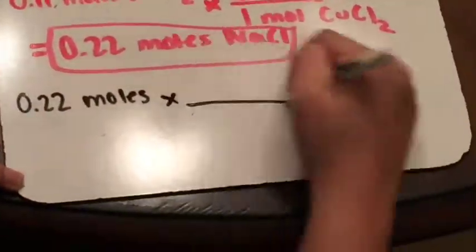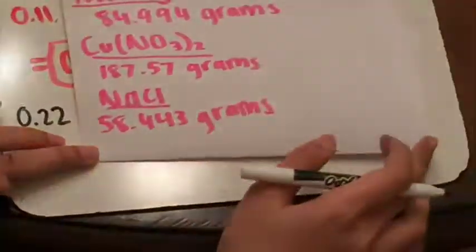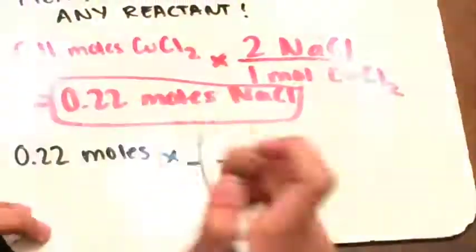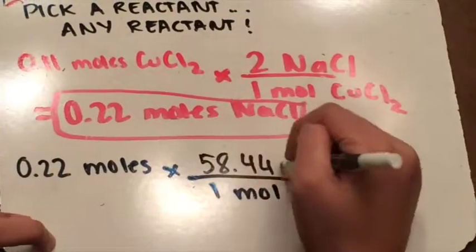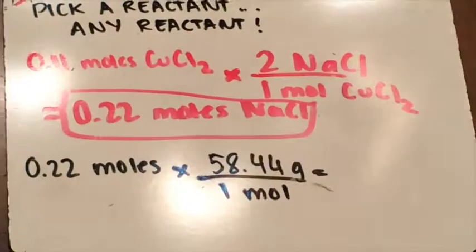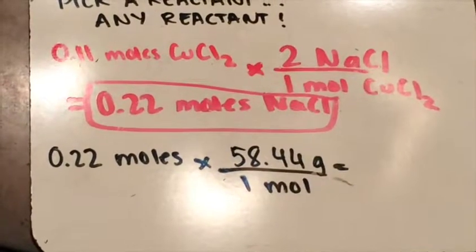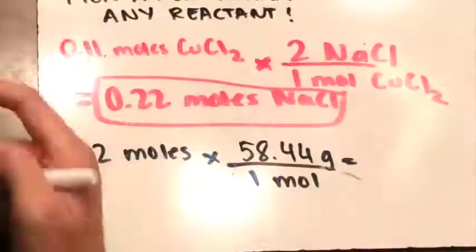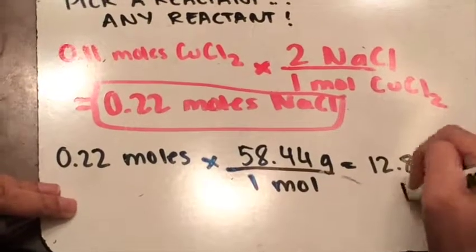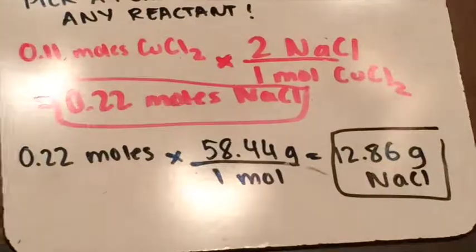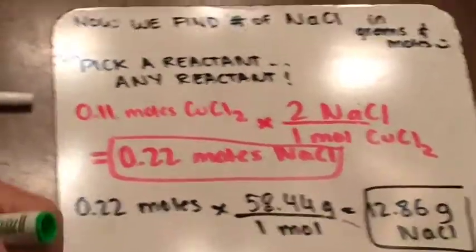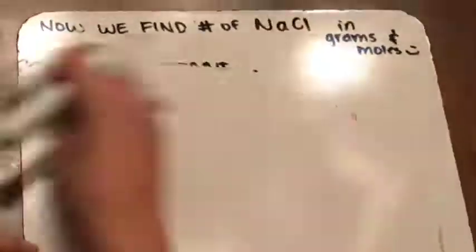So that's 0.22 moles of sodium chloride, and I'm just changing that back to grams. I'm just using the basic mole to gram conversion to find out that we're going to make 0.22 moles of sodium chloride, or 12.86 grams.